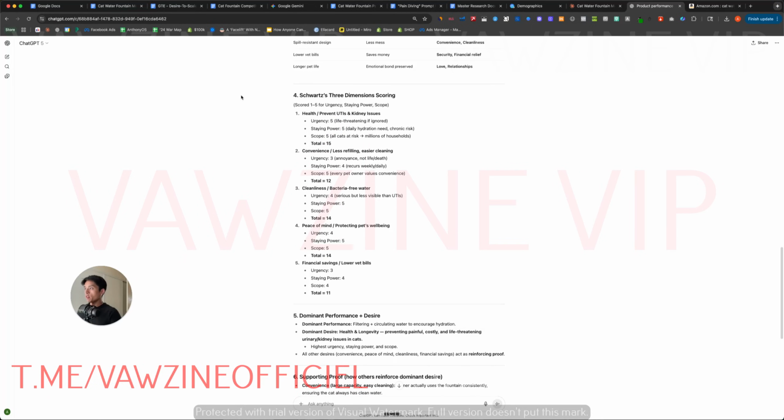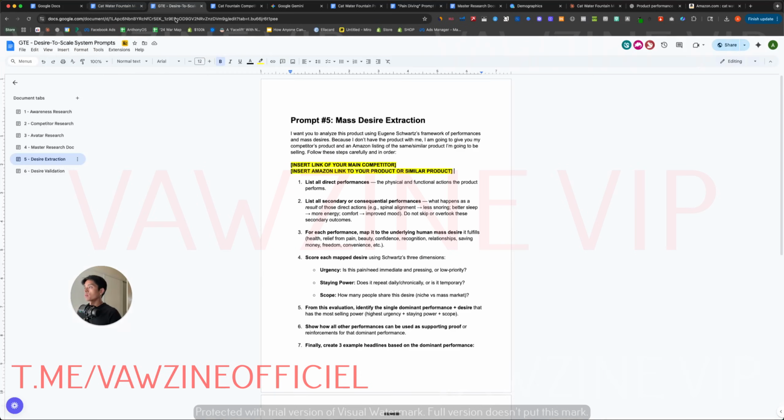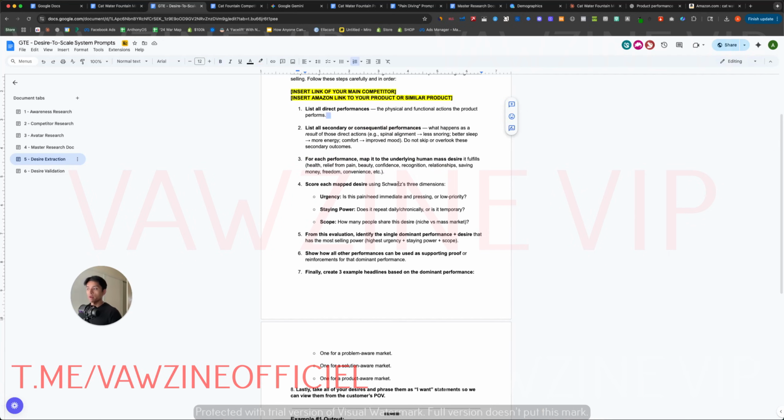Then it's going to score these mass desires against the textbook definition of what makes a mass desire. So we should probably define that as well, since you're presumably starting from scratch. A mass desire is basically the thing that somebody wants to get out of a product. And Eugene Schwartz had 3 dimensions for assessing whether you should go after one desire versus another: urgency, staying power, and scope. Urgency: is this pain or need immediate and pressing, or is it something trivial? Staying power: does it repeat daily or chronically, or is it temporary? And scope: how many people share this mass desire? Is it super specific, or really broad?